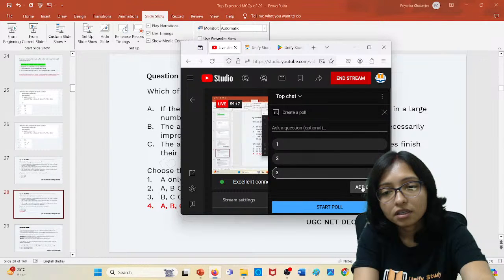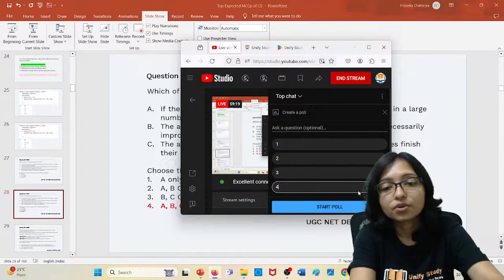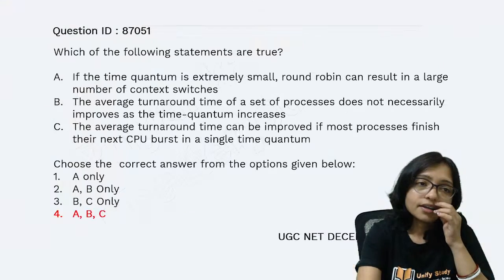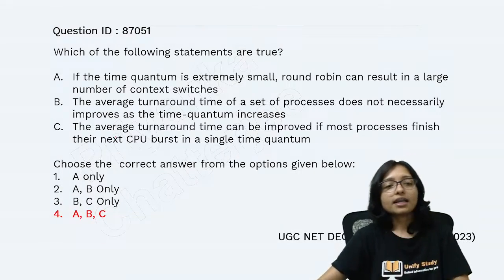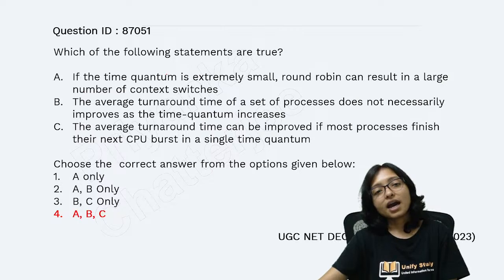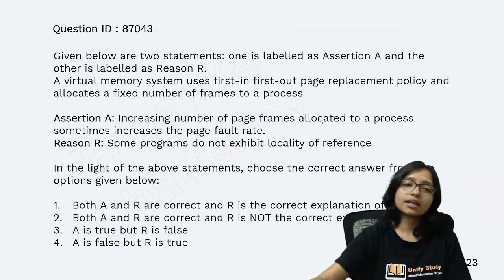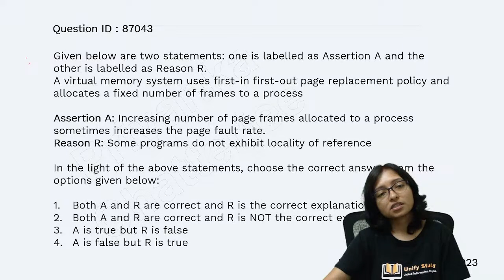Here your answer is A, B, C, all are correct, because regarding this time quantum in round robin scheduling, definitely all of these are correct. Now your next question is this one.